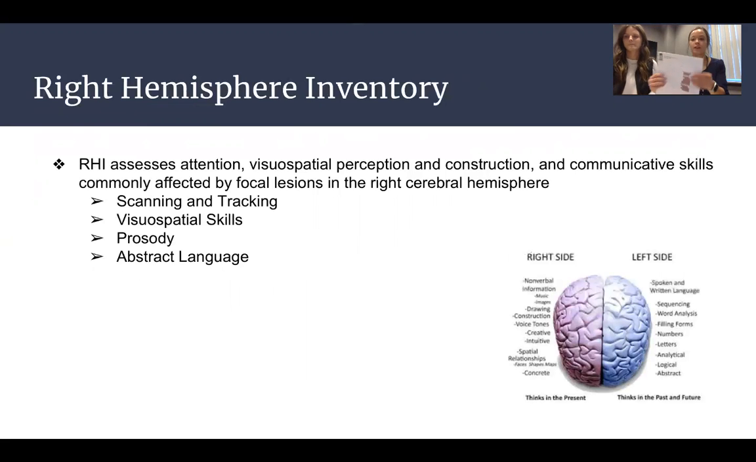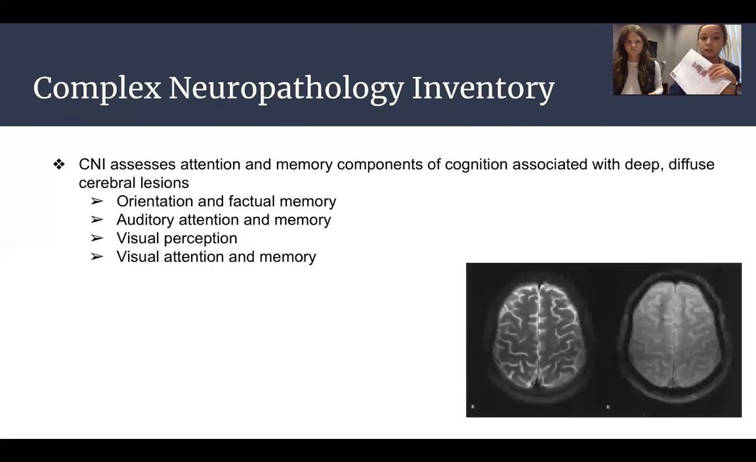All right, so the right hemisphere inventory, it assesses attention, visuospatial perception and construction, and then communicative skills commonly affected by focal lesions to the right cerebral hemisphere. It has 4 subtests, and that includes scanning and tracking, the visuospatial skills, prosody, and then abstract language. So it's a little shorter than the left hemisphere inventory.